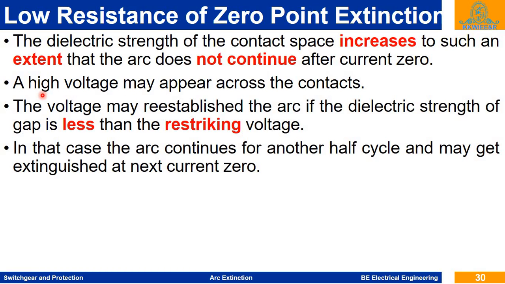A high voltage may appear across the contacts. The voltage may re-establish the arc if the dielectric strength of the gap is less than the restriking voltage. In that case, the arc continues for another half cycle and may get extinguished at the next current zero. So when the current zero is there, we are applying the dielectric strength between the gap so that the arc is extinguished. And if the dielectric strength is less, then the restriking voltage may appear across the contact.